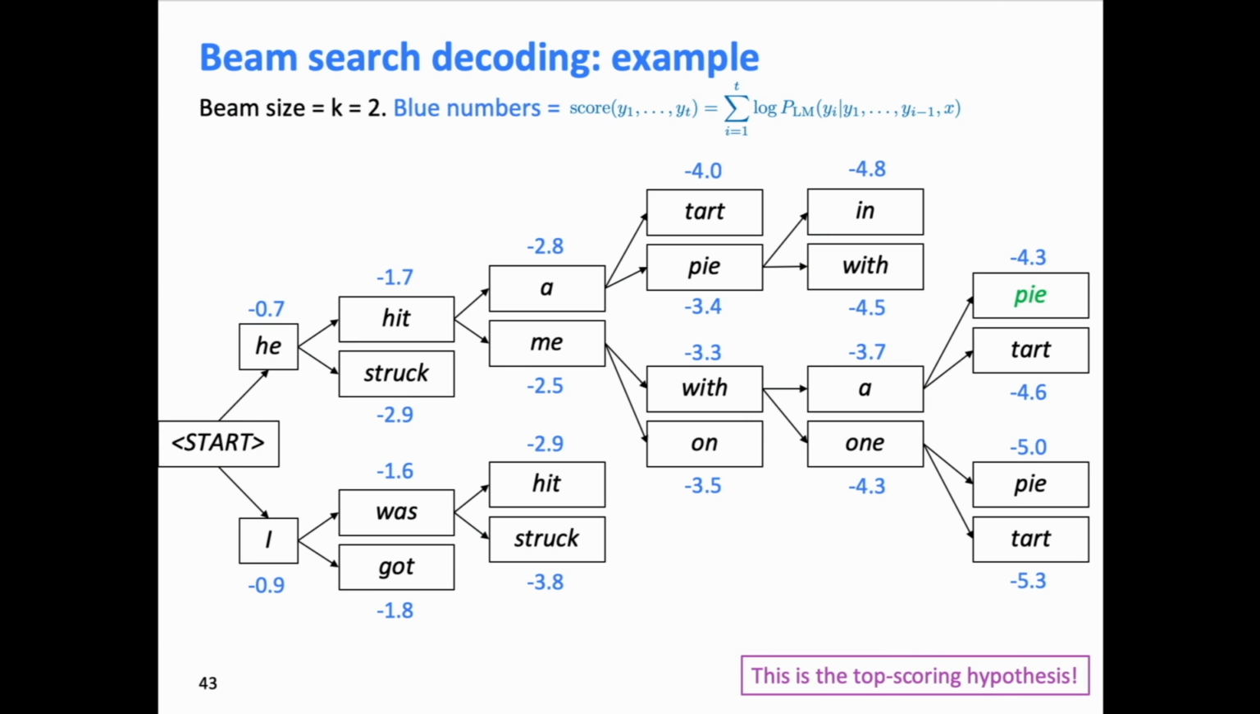And I'm going to tell you more in a moment about what exactly the stopping criterion is. But let's suppose that we stop here. Looking at the 4 hypotheses that we have on the far right, the one with the top score is the "pie" one with minus 4.3. So let's suppose that we're going to stop now and we decide that this is the top hypothesis. Then all we need to do is just backtrack through this tree in order to find the full translation, which is "he hit me with a pie".